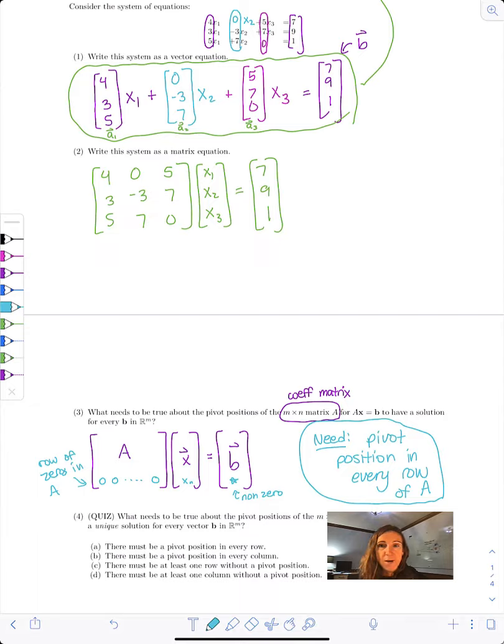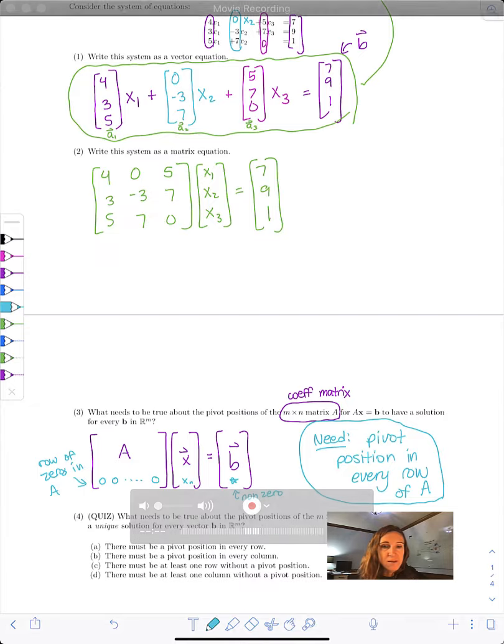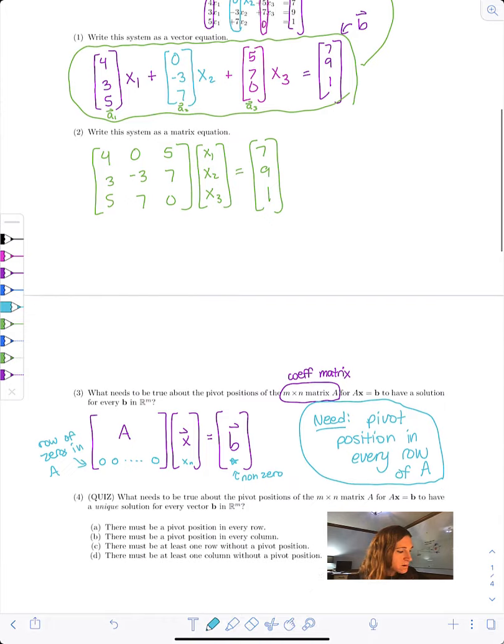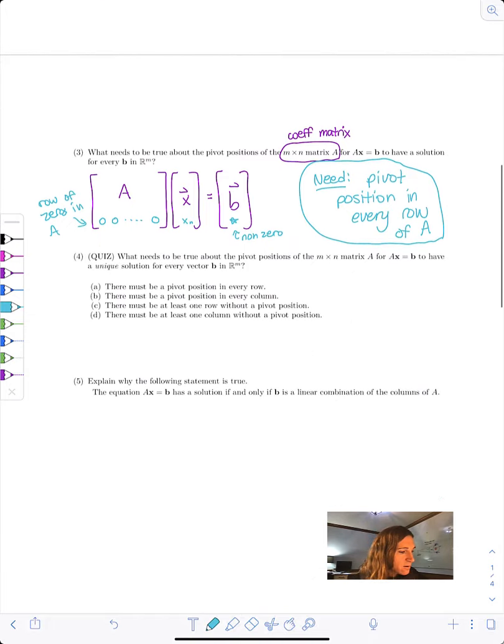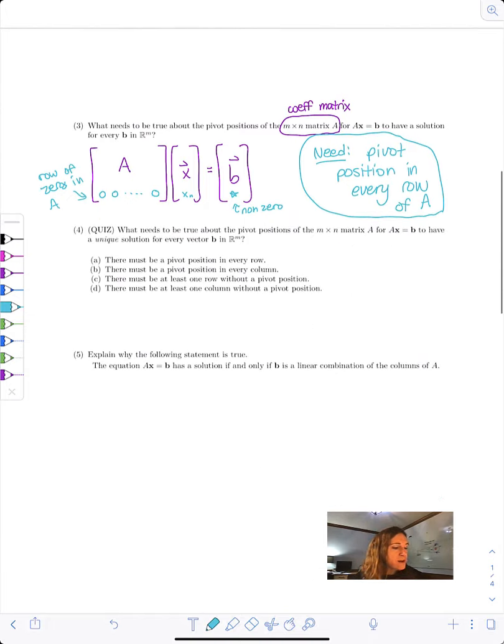So now I want you guys to pause your video and think about what needs to be true about the pivot positions for it to have, this time, a unique solution. So only one solution. And my hint on that is think about what happens with the variables.